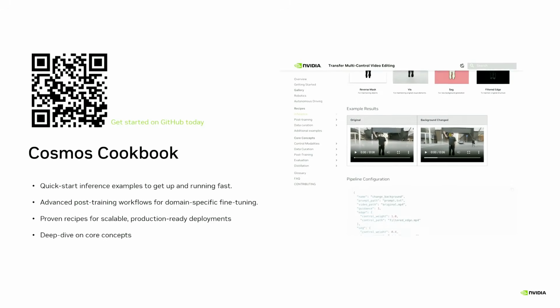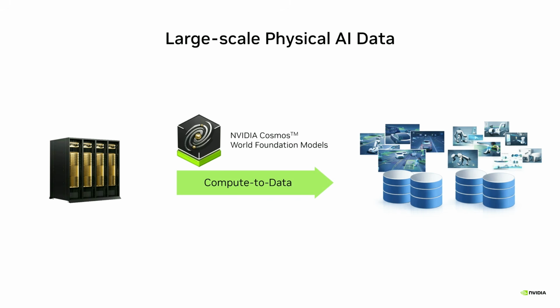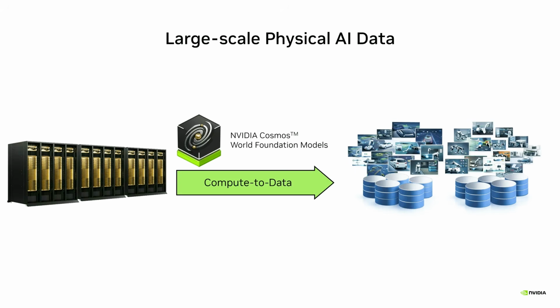So, okay, let's go back to the beginning. We built Cosmos to try to solve the physical data problem. And the approach we are taking is to trade compute for data, right? It's difficult to collect that physical data in the real world, but if we can generate it, it helps you accelerate your physical AI development. And of course, when you have more compute, you can generate more data.